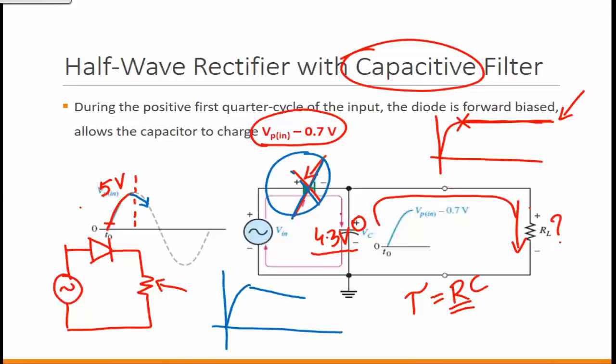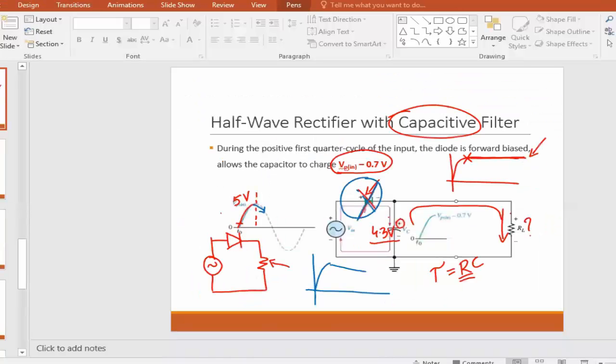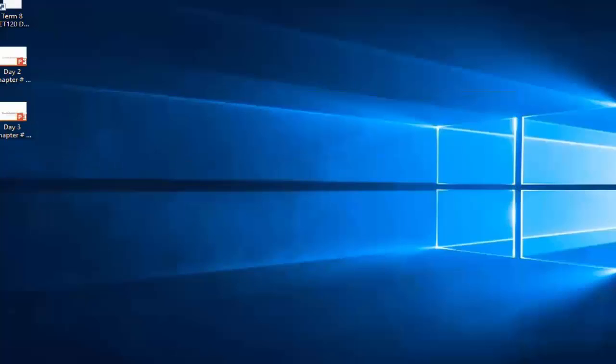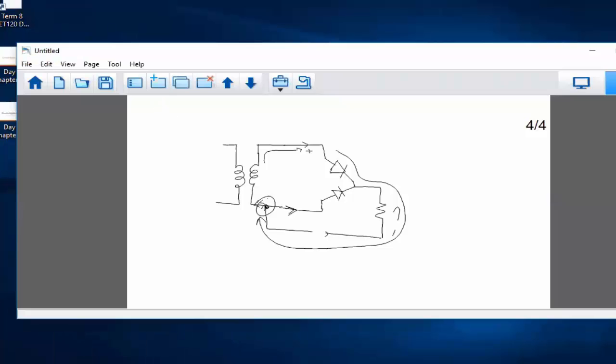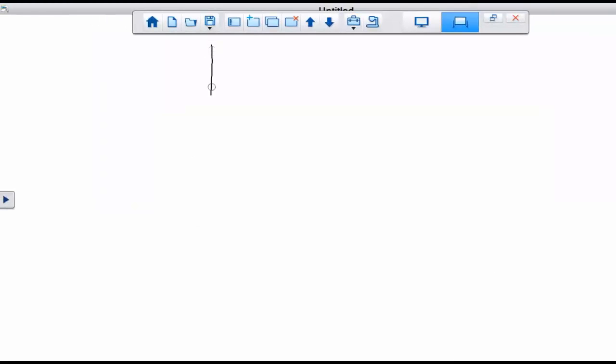So let me put that in a different perspective. So let me end this one. Let's talk about, wow, I hope it doesn't crash. All right. So this is our input signal right here. This is our source. This is what we are feeding in.